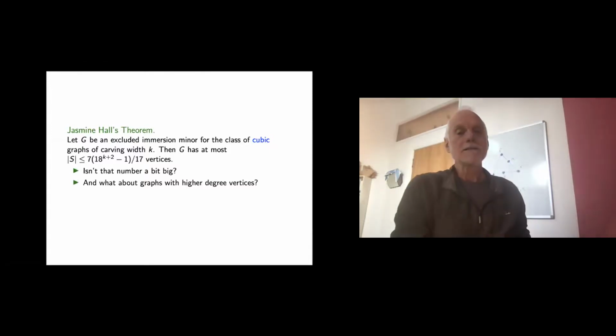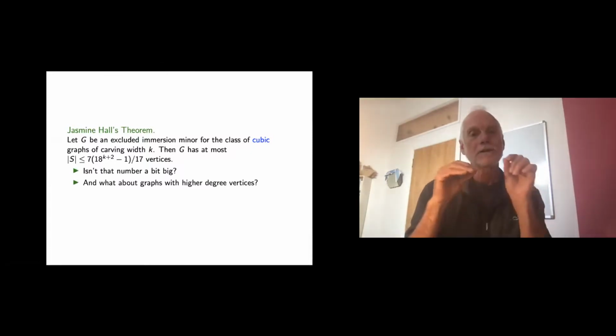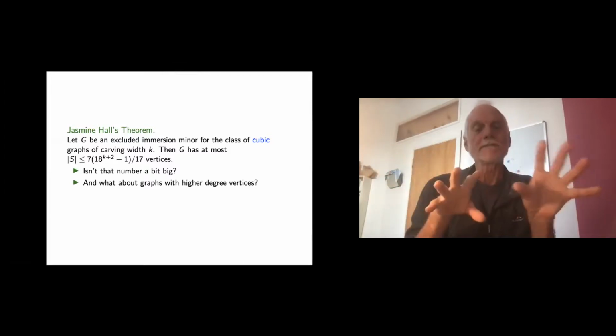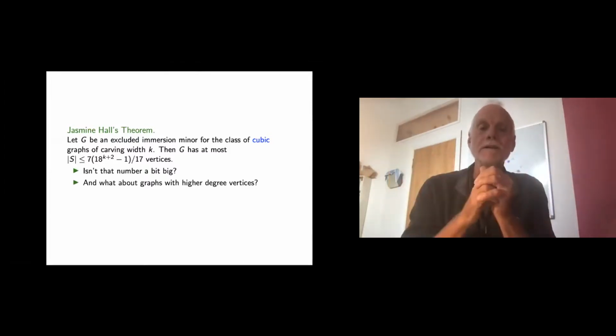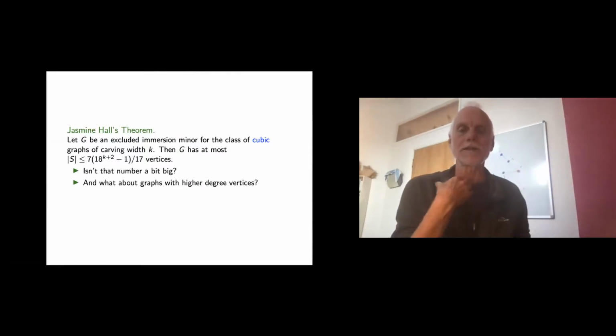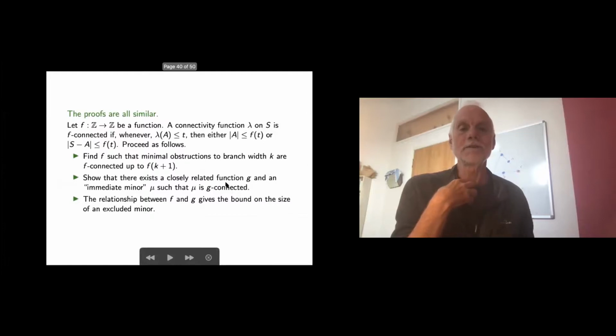But what we've got now is three different theorems for three different classes of connectivity functions, because we really are talking about the connectivity functions, because branch width is determined by the connectivity function. And the question is, is there a way of unifying?